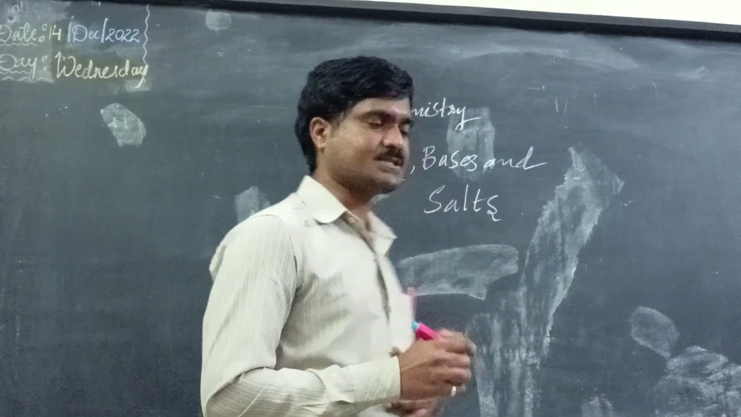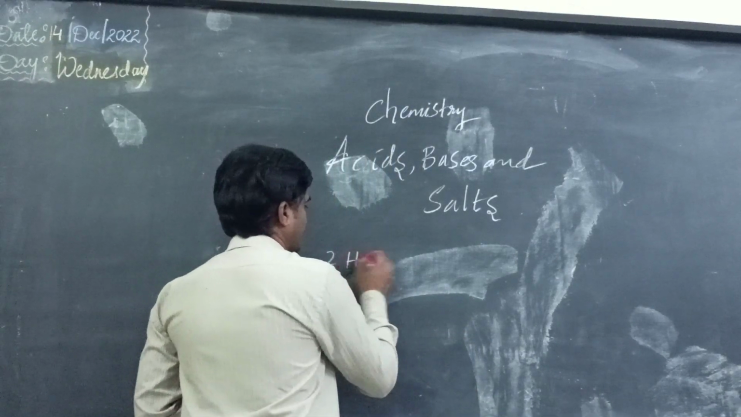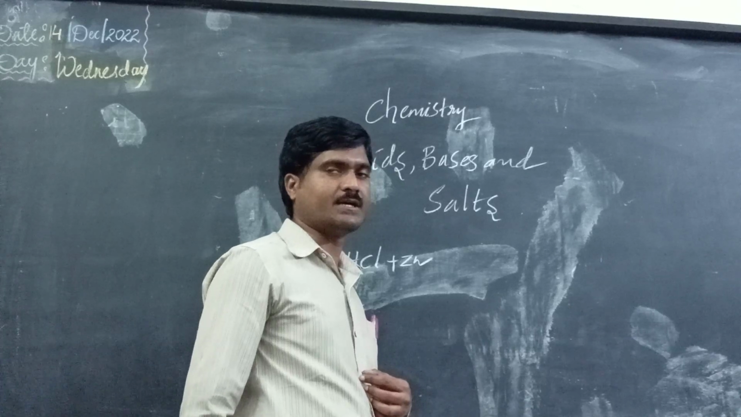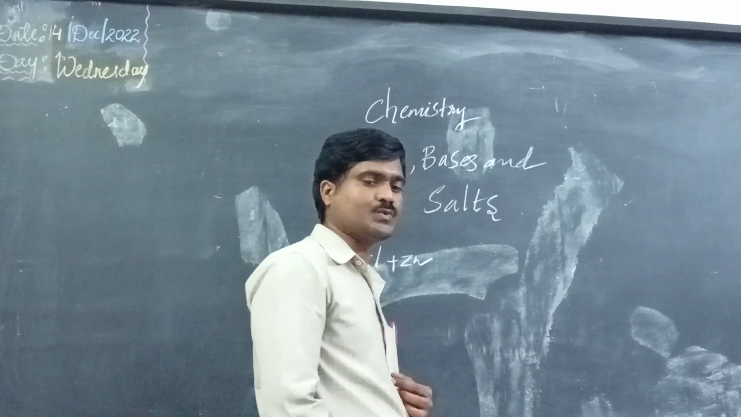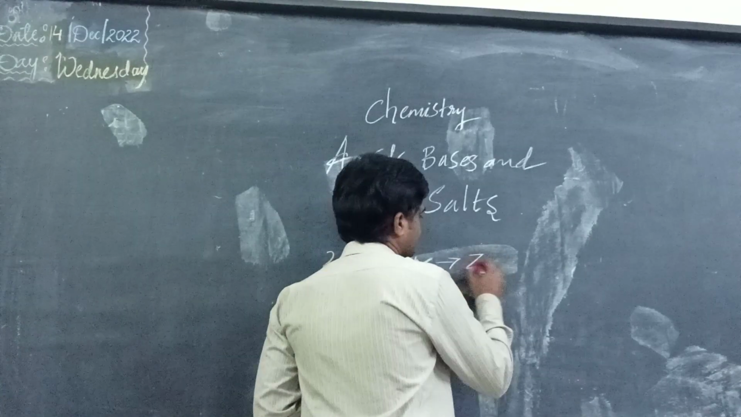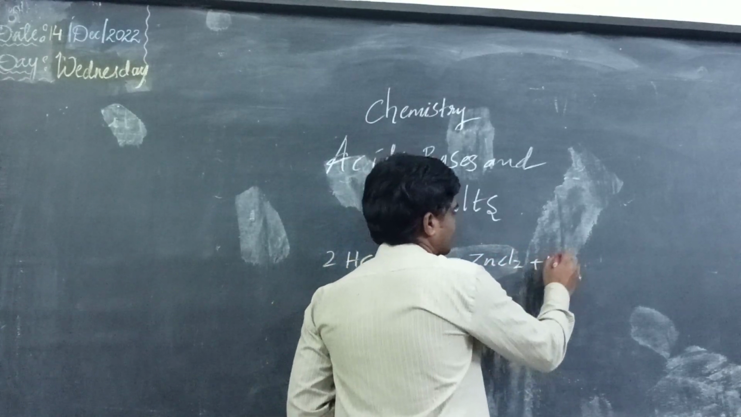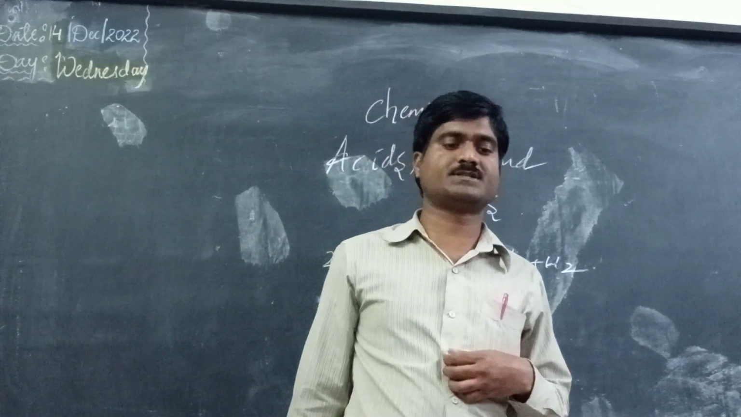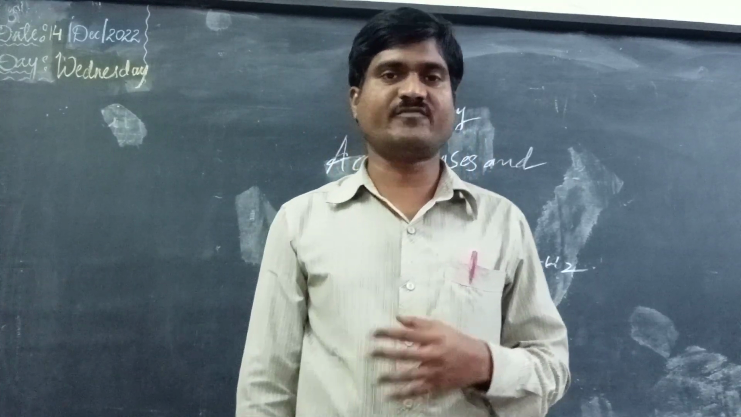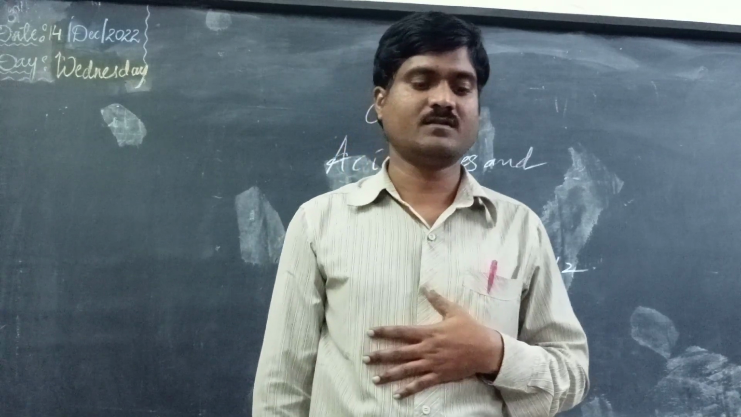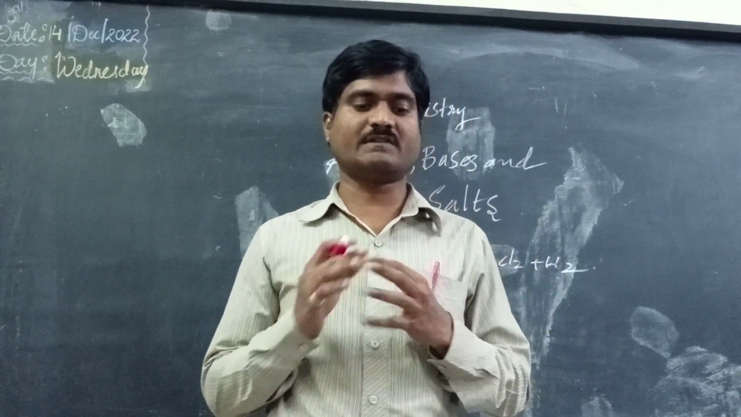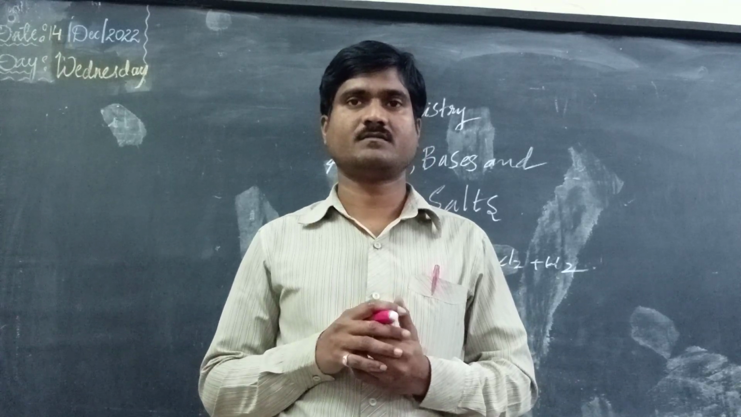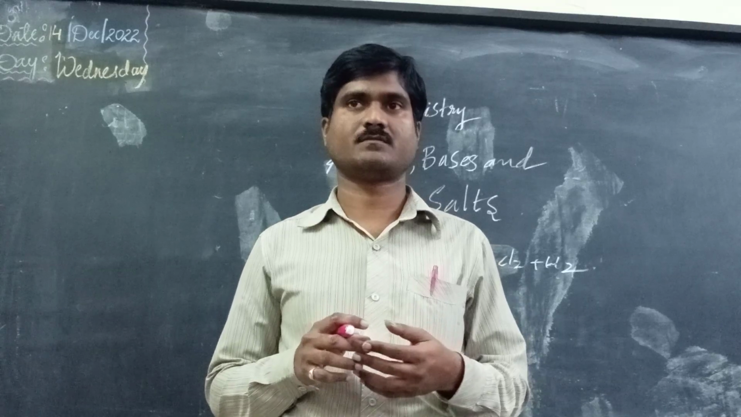So the formula is 2HCl plus Zn gives ZnCl2 plus H2. In this lab activity we learned that when acid reacts with metal, we will get salt and hydrogen.